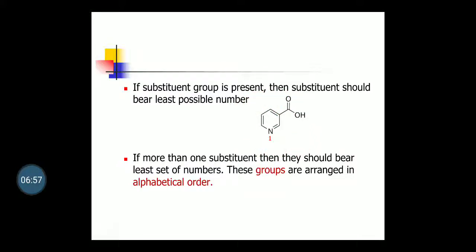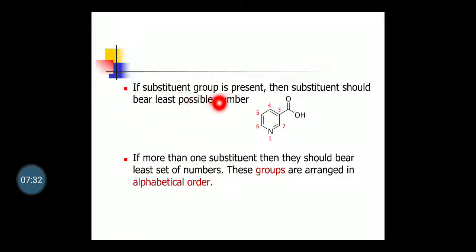So if we proceed with the numbering, 1 is given to nitrogen, then 2, 3, 4, 5, 6. Now I have given the anti-clockwise way of numbering, in which the COOH substituent on the heterocyclic ring gets the third position. This is the anti-clockwise way. Same if you are going clockwise, the numbering will start with nitrogen, 2, 3, 4, 5, 6. In this case the substituent gets the 5 position.